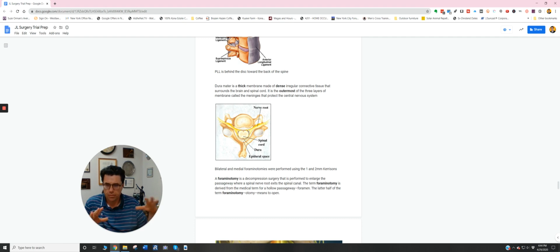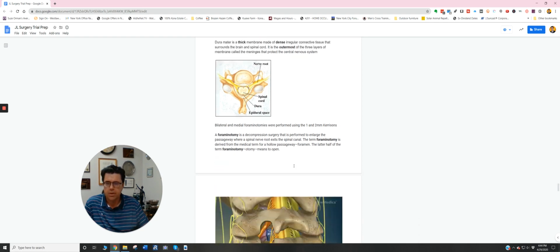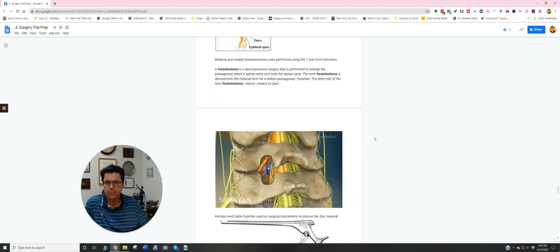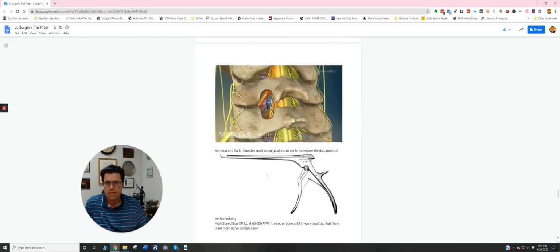And then here from a bird's eye view, you could see the nerve roots and how everything comes into play, the dura, the epidural space. And the bilateral and medial foraminotomies were performed using the 1 and 2 millimeter Kerrisons. A foraminotomy is a decompression surgery that is performed to enlarge the passageway where a spinal nerve root exits the spinal canal. So yeah, he's basically removing that. And then a Kerrison and Carlin curettes are used as surgical instruments to remove the disc material. So again, he's using this instrument to remove the disc material.